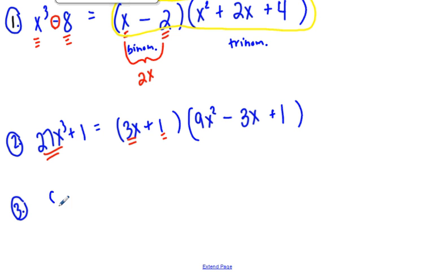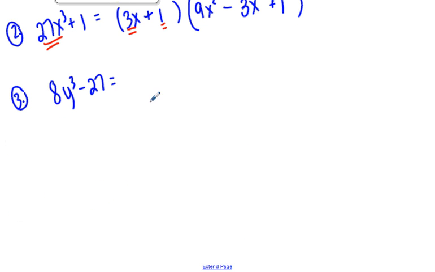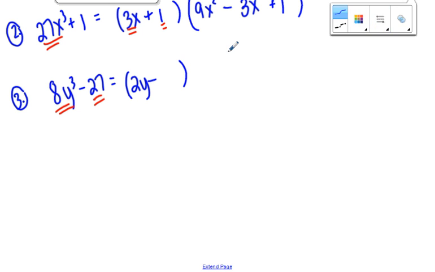For our last example, we'll do 8y to the third power minus 27. First, my binomial. 8y to the third power. The cubed root of 8y to the third power is 2y. Keep the sign from the problem as subtraction, and the cubed root of 27 is 3.